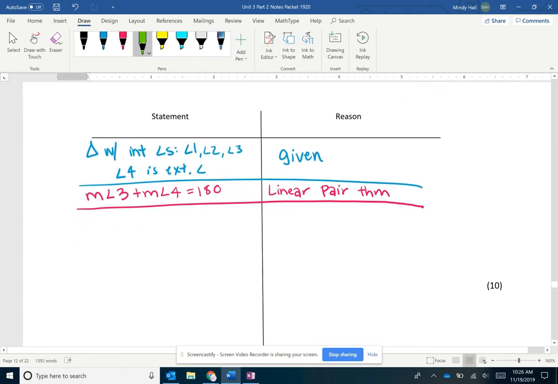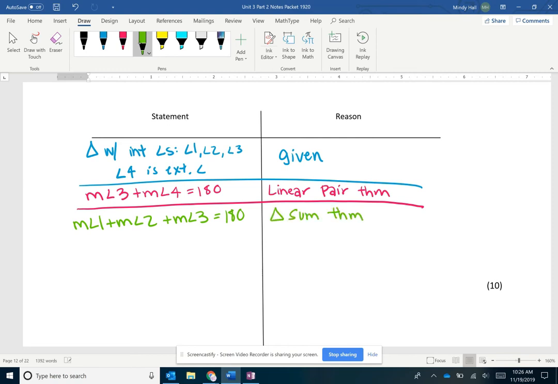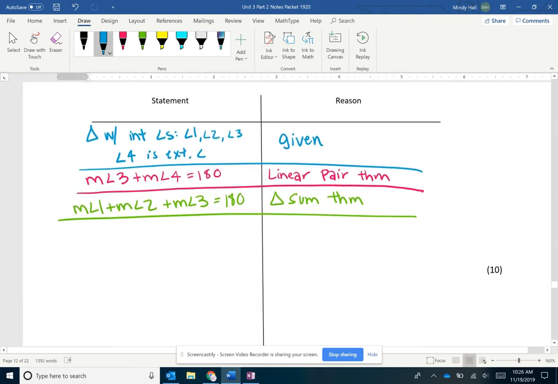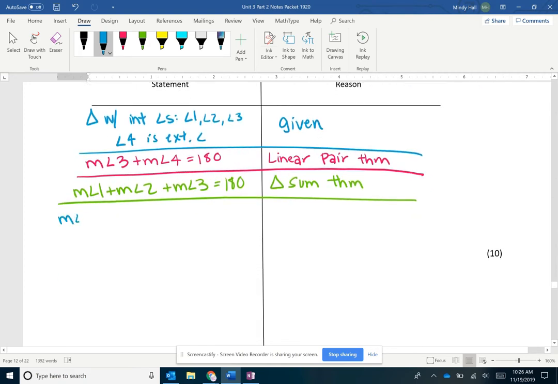So we make the statement, measure of angle 1 plus measure of angle 2 plus measure of angle 3 equals 180 because of the triangle sum theorem. So then, since both of these are equal to 180, we can actually substitute. And since they want 1 and 2 on the left, I'm going to keep them on the left. So measure of angle 1 plus measure of angle 2 plus measure of angle 3 equals measure of angle 3 plus measure of angle 4. And again, we're just substituting in these values.